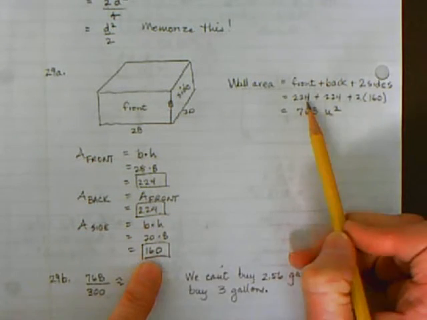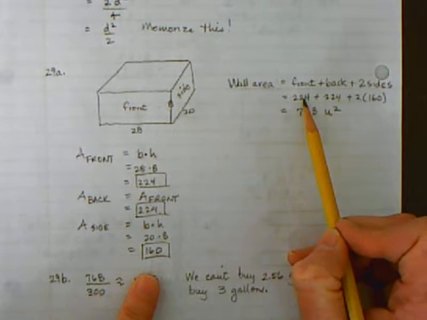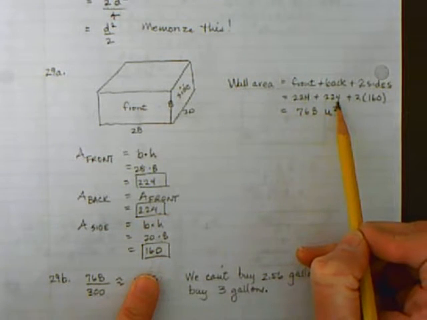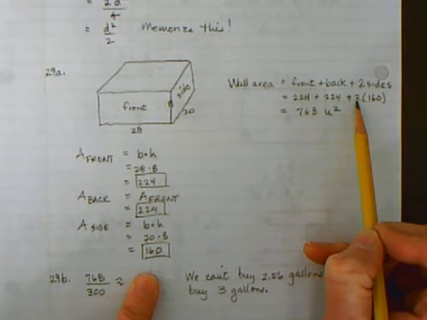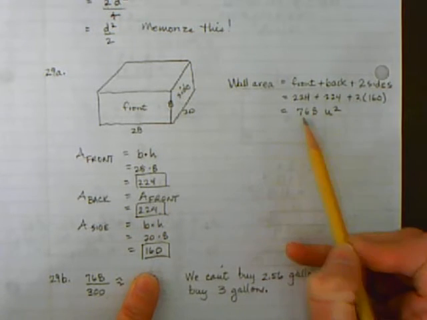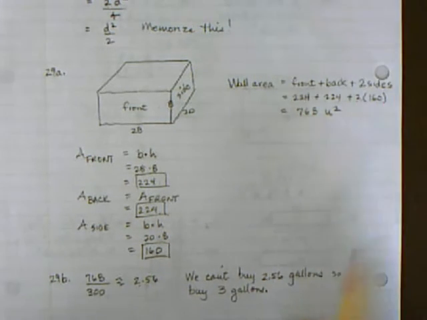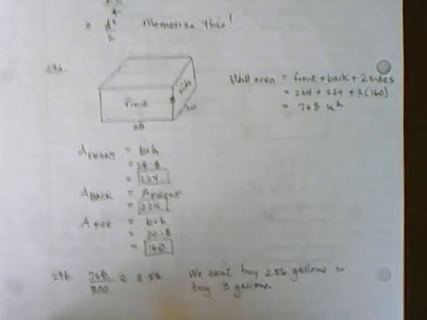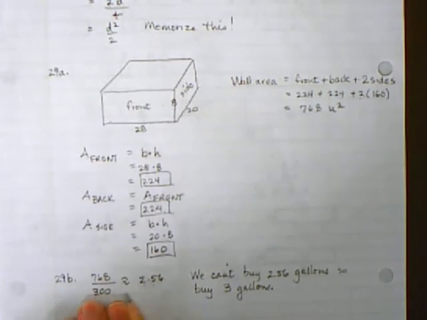So here I go. I add it. A front is 224, a back is 224, and I need two sides. So I need 2 times 160 for a grand total of 768 units squared. Now, each gallon of paint, it tells you in the problem, covers 300 square units of wall space. So let's do the division here to see how much paint I need. 768 divided by 300. That's about 2.56.